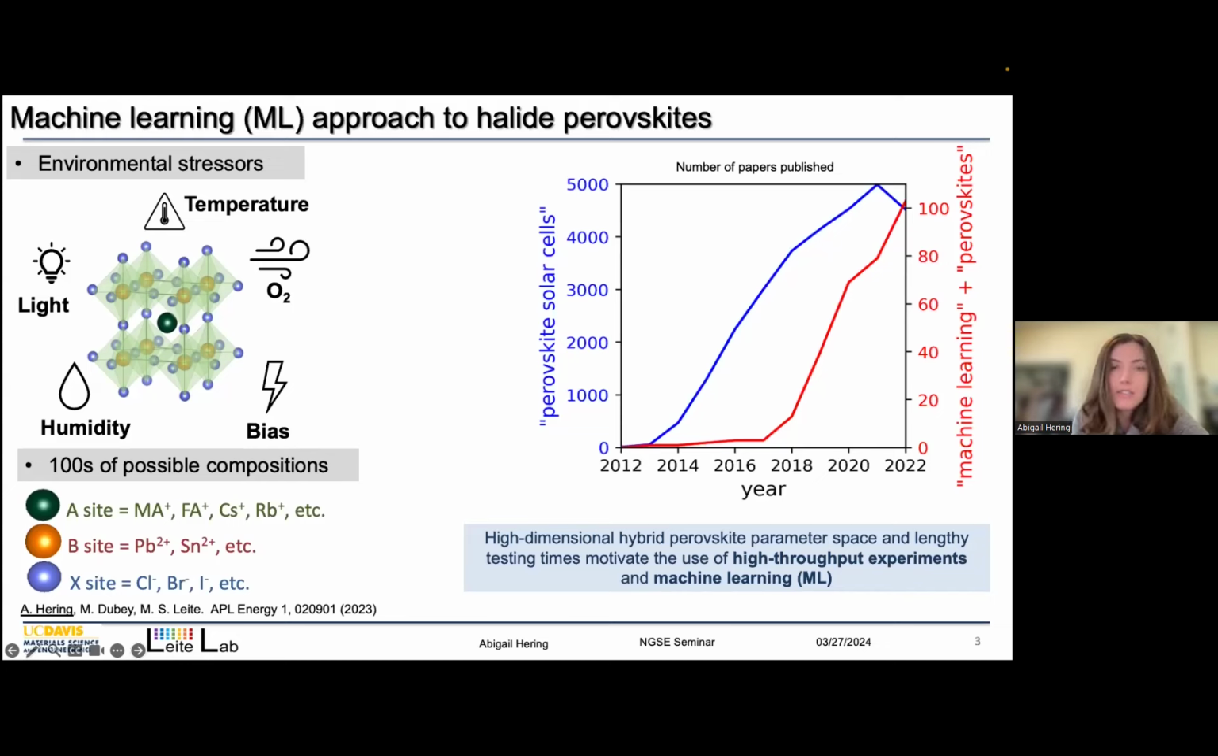In the last few years, there has been a very rapid increase in applications of machine learning to study these materials. So the high dimensional hybrid perovskite parameter space, as well as lengthy testing times, will motivate the use of high throughput experiments and machine learning.